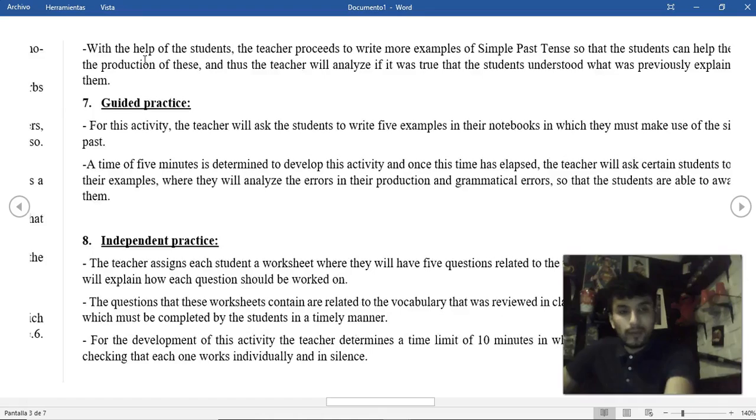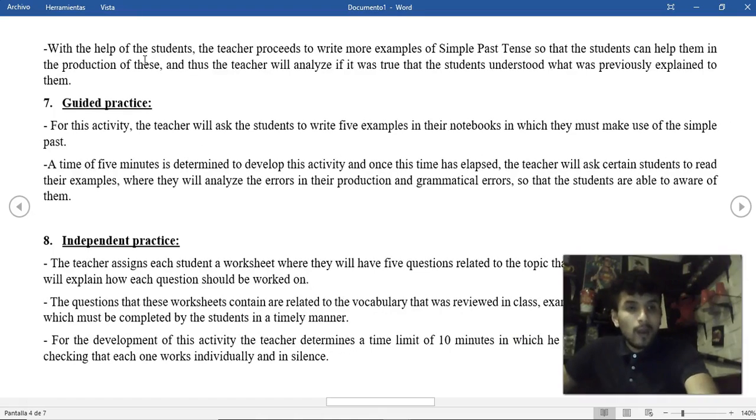Next, we have modeling. With the help of students, the teacher proceeds to write more examples of the simple past tense so that the students can help in the production of these. Thus, the teacher will analyze whether the students understood what was previously explained to them, because I'm going to analyze it with my students.